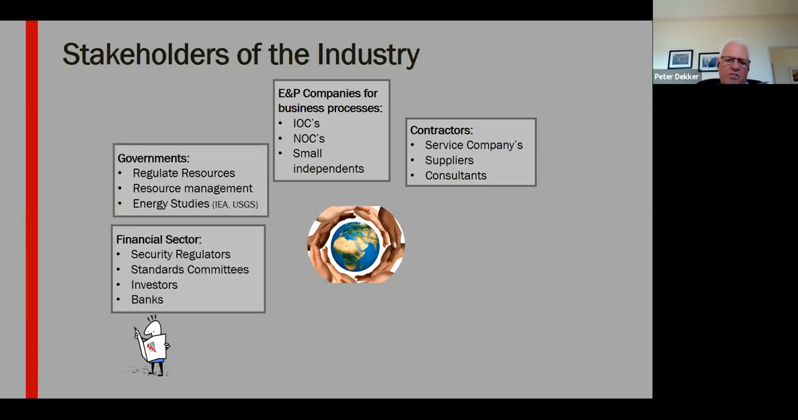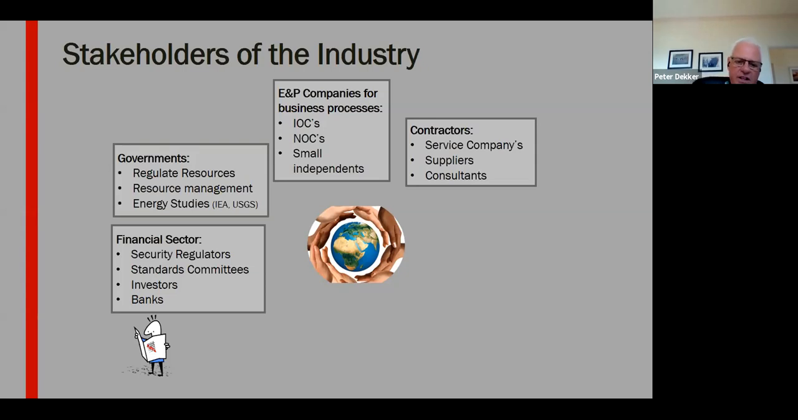Then, of course, you've got the governments, which have to regulate the resources and the resource management and energy studies. The International Energy Agencies, the United States Geological Survey, they really look and see how much energy we still have in our own country. Do we have to import oil and gas, or can we live from the oil and gas found in our own countries? And they make their strategic plans for the country and for the governments going forward.